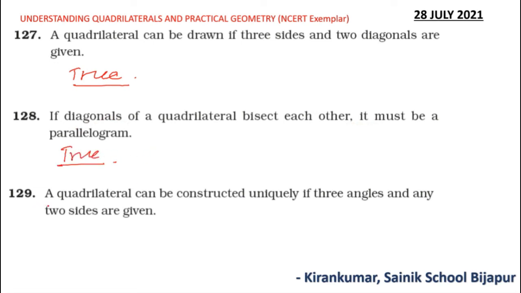Question 129. A quadrilateral can be constructed uniquely if 3 angles and any 2 sides are given. This is also a true statement, as we can construct a unique quadrilateral with 3 angles and 2 included sides.